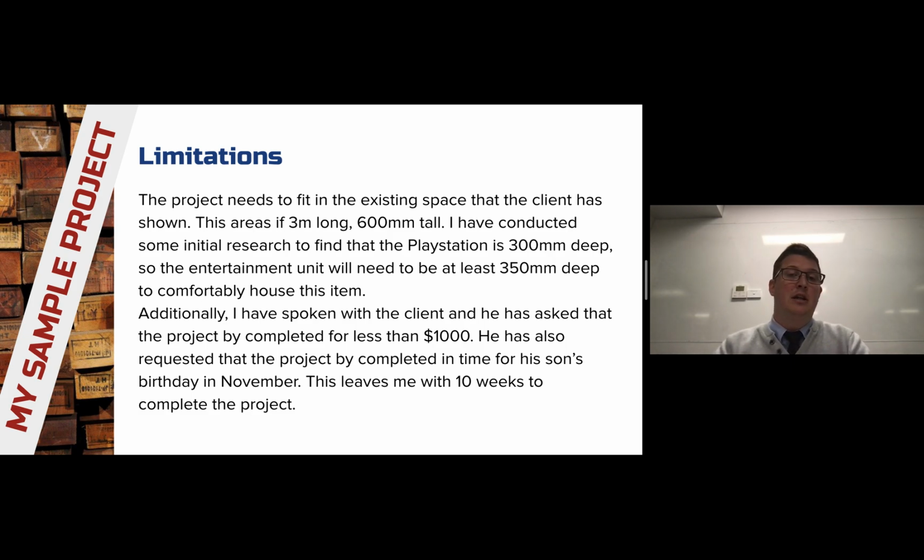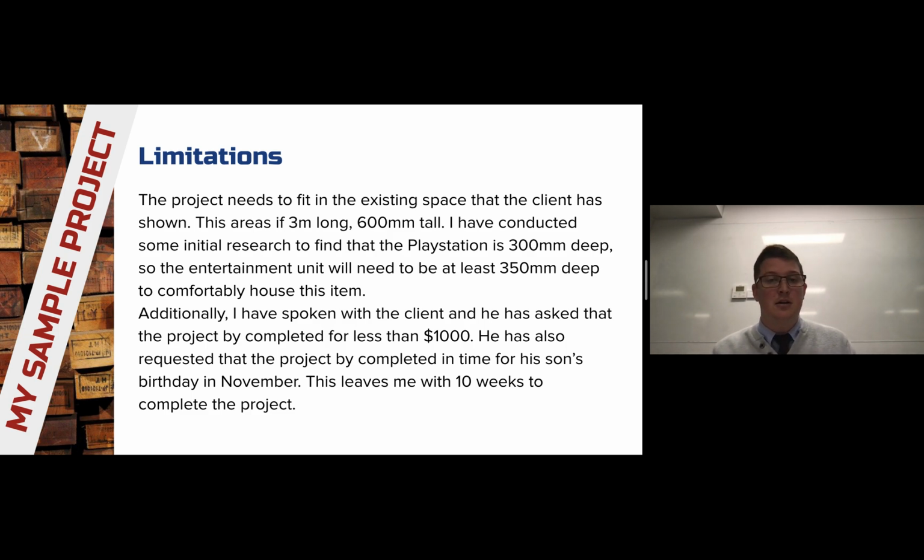So for us here, the limitations: this project needs to fit in the existing space the client has shown us. The area is 3 meters long and 600 millimeters tall. I've conducted some initial research to find out the PlayStation is 300 millimeters deep, so the entertainment unit is going to need to be at least 350 millimeters deep, so that the PlayStation actually fits inside and isn't hanging out the front. I've then gone and spoken to the client, and he's asked that I complete this project for less than $1,000. So that now means that I have a bit of a budget. I can't go and make it out of solid gold because it's going to cost more than $1,000. So it helps to work out what I'm going to do.